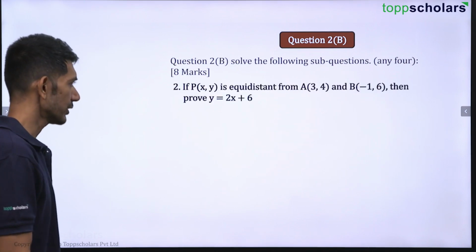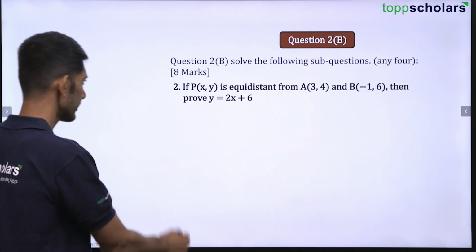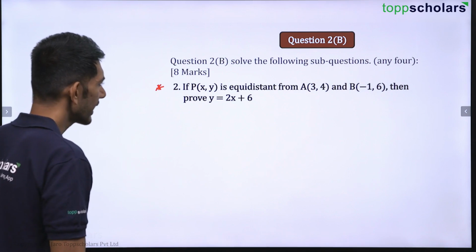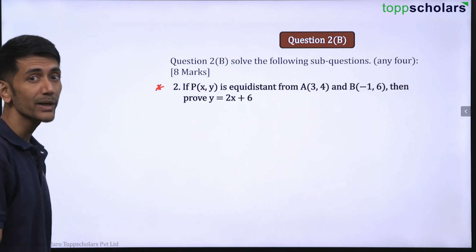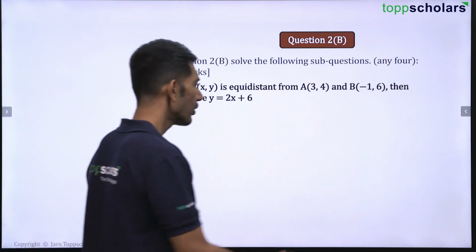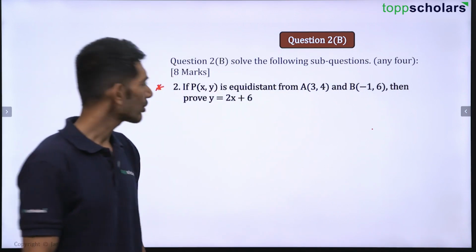Okay, so let's continue. Now this is an interesting question. Such types of questions are important because they can get a bit tricky with time. So it says if P(x, y) is equidistant. Obviously the solution is there, but let me draw the figure for you. Always whenever they give you a question based on coordinate geometry, try to draw the figure first.